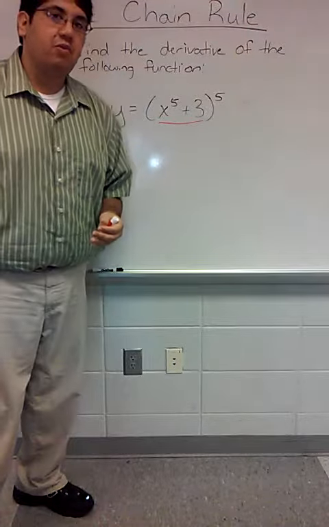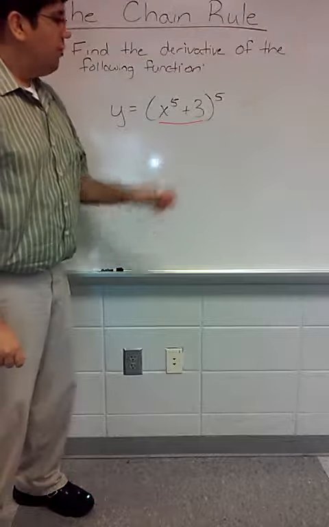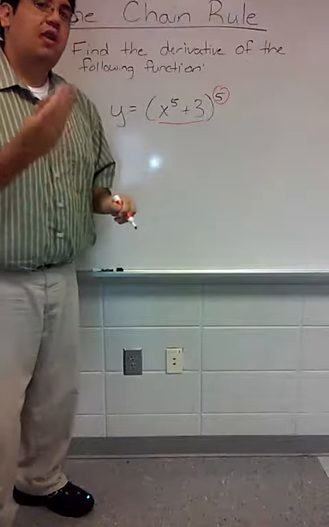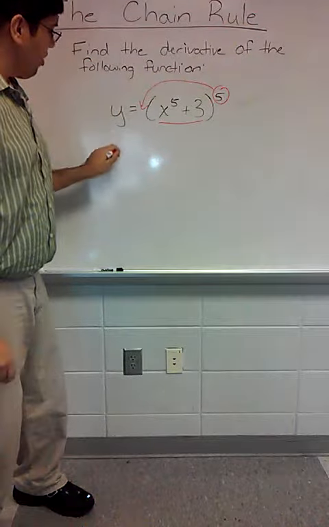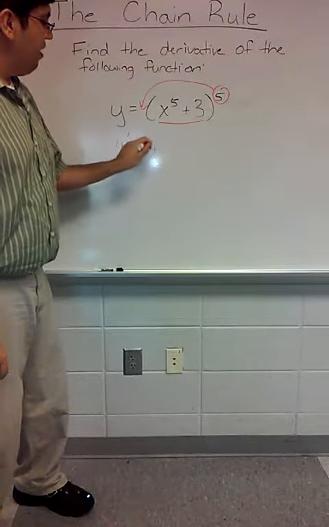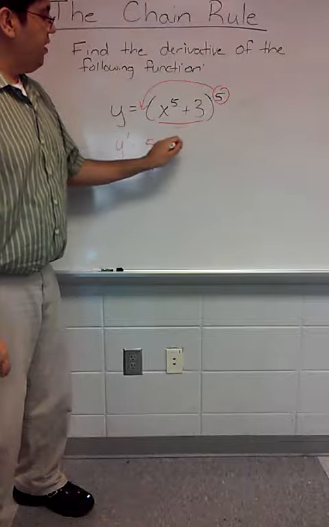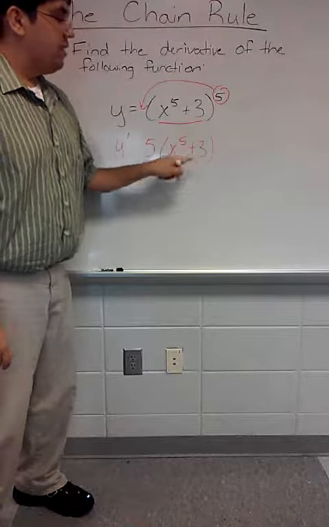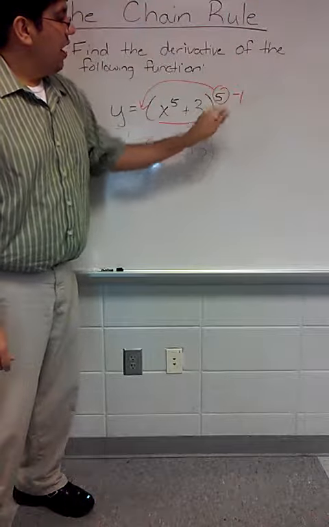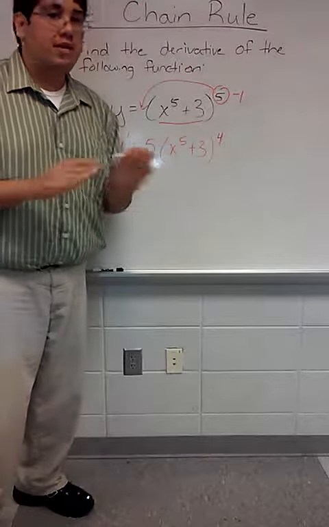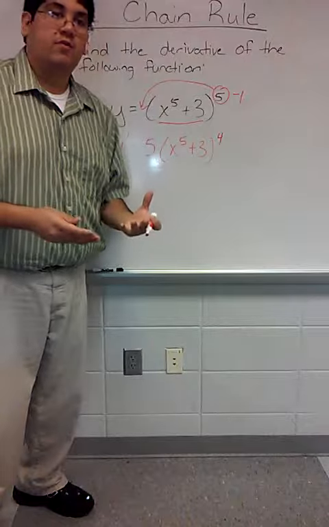Here's what you would do to find the derivative. The first thing you would do is take the 5, and just like before, you would bring that power out in front. So my derivative would be 5, and then (x^5 + 3). What's in parentheses, just write it again. Drop the power down, and then that would be 4. So far, that's no different than what you've been doing.